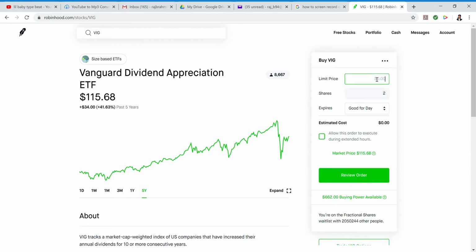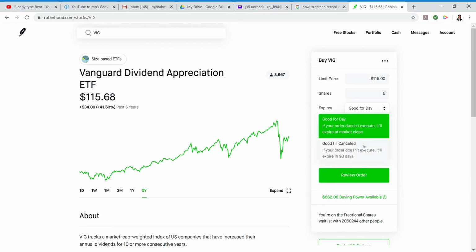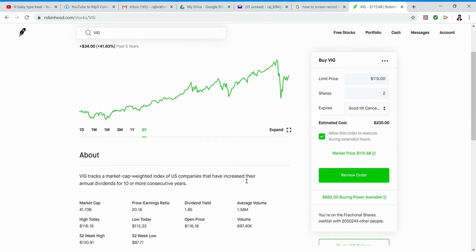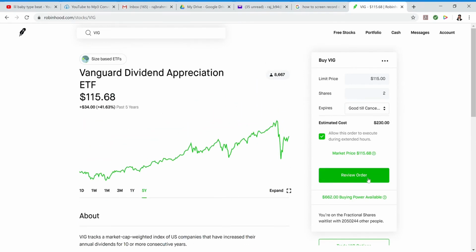Goddamn it, just to keep the numbers even, I'm gonna take 2 shares of these again. I'm gonna put good till cancel. Review my order, make sure everything is good, and we're gonna submit this one. This one also has a good index, a good dividend yield of like 1.85.